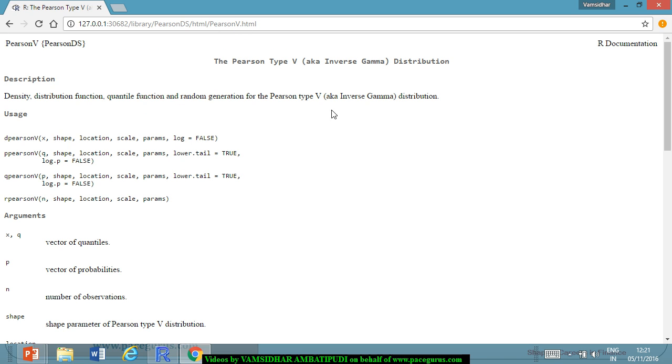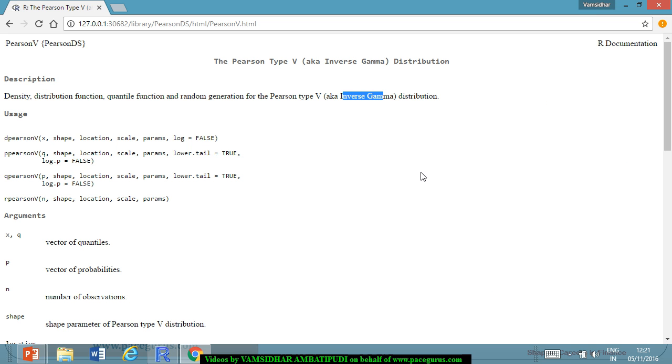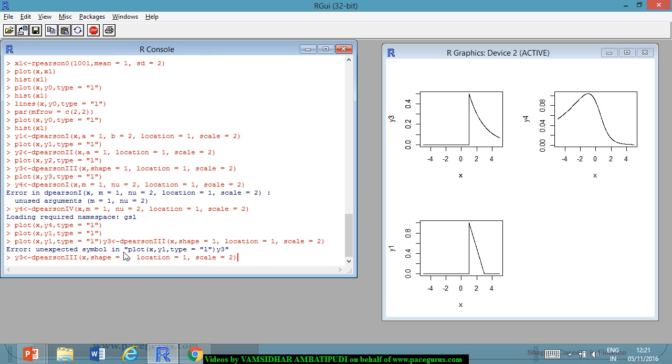The Pearson type 5 is an inverse gamma distribution. Let's try Pearson type 5, which requires one shape, one location, and one scale. So I'll take one shape, one location, and one scale parameter. So probably similar to y3, I'll take something similar to y3, all else remaining the same. Let me call it Pearson type 5.